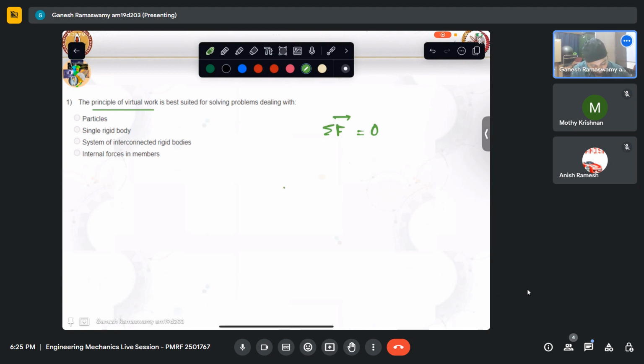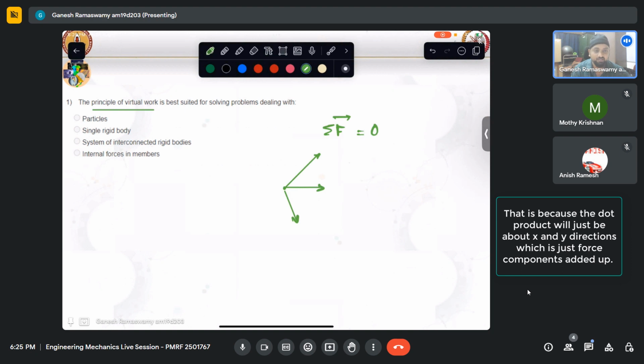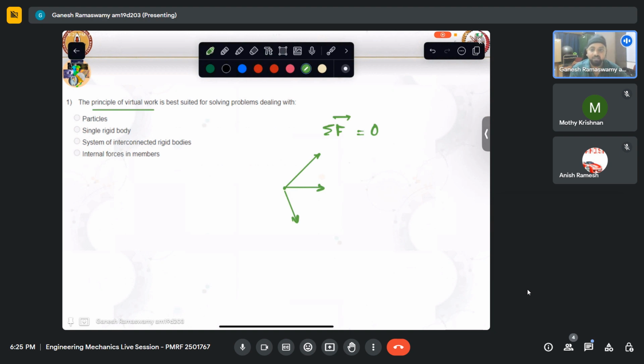So if we have a particle, if we have forces, we are essentially giving a displacement to this particle and then counting up all. It is tantamount to doing the vector sum, which is equaling 0. So particles, it is not much used. For a single rigid body, we have been dealing with single rigid bodies only till now. First of all, we took a truss as a whole. We found out the reactions. So those are much easily dealt with normal equilibrium equations.